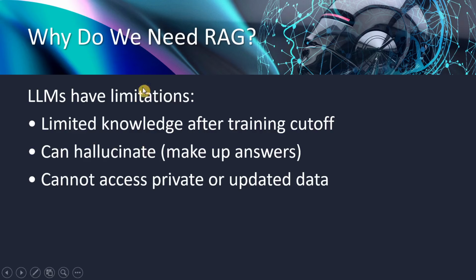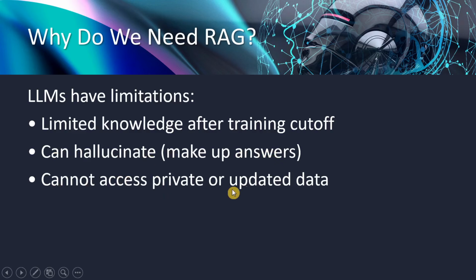Why do we need RAG? LLMs have limitations, as I said: limited knowledge after a training cutoff. Suppose any text-based model is trained until 2025, it will not have the latest knowledge, because the training is already over and it doesn't have any knowledge of what came after. So it will start hallucinating. It will give some random or inappropriate response. It can hallucinate and make up the answer.